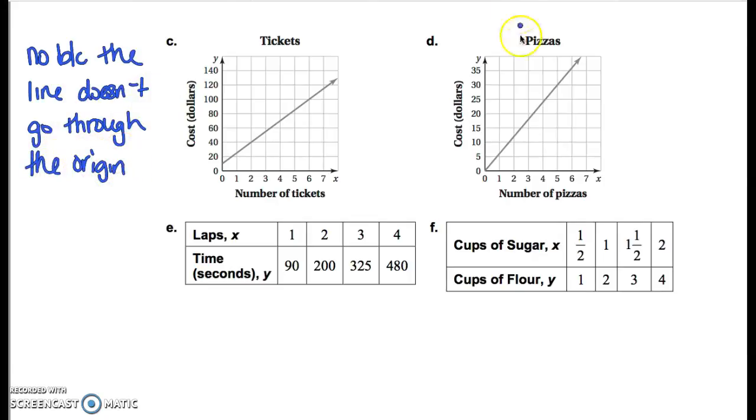Okay, and then the last graph here, pizzas, the cost per pizza. So 1 pizza looks like it's about $6, I would say. 2 pizzas, 12, 3 pizzas, 18. So it's linear. It makes a straight line. Does it go through the origin? Yes, because 0 pizzas would cost $0. So yes, because the line goes through the origin.